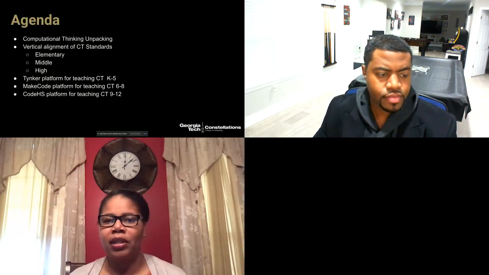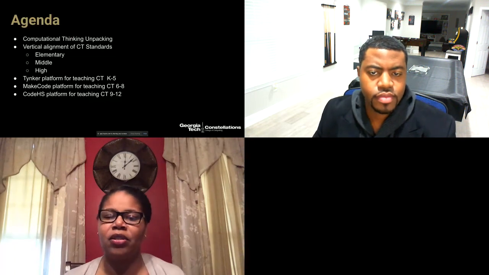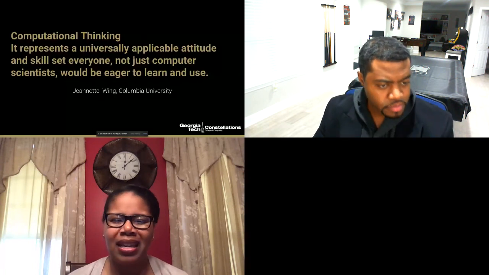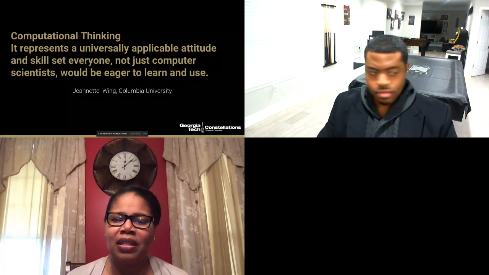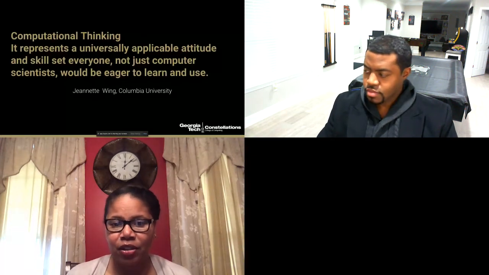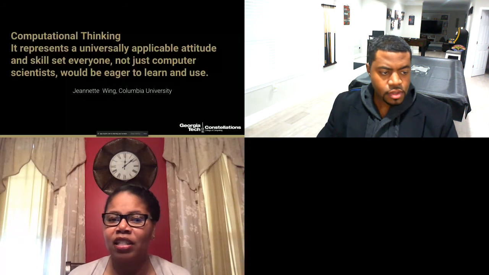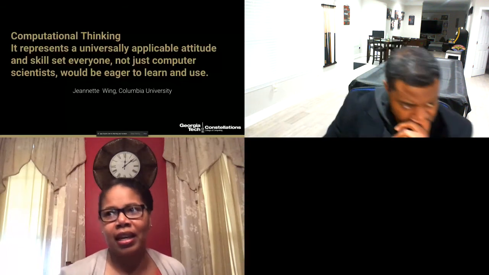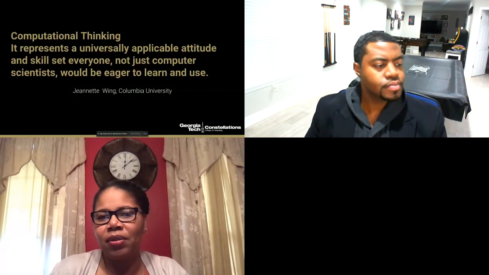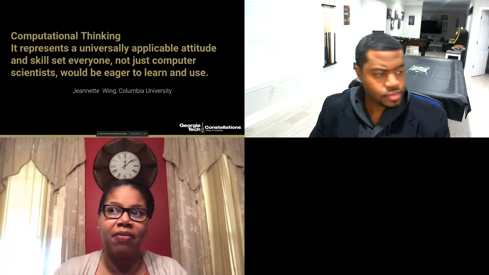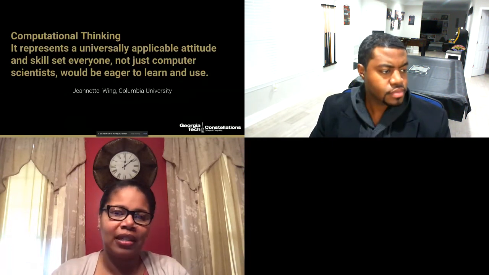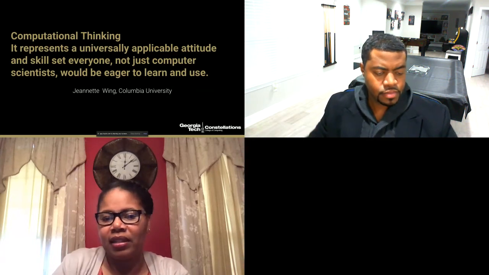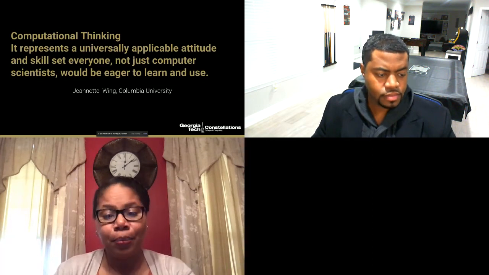So as we were looking through the research and the materials on computational thinking, there are a multitude of definitions, but we like this one, and it says it represents a universally applicable attitude and skill set that everyone, not just computer scientists, would be eager to learn and use. And so similar to the scientific method, if you think about computational thinking as a set of steps or a way of thinking that can guide you in processes, not just when you're thinking about computers, but thinking about everyday life, is how we would like to see computational thinking thought about.